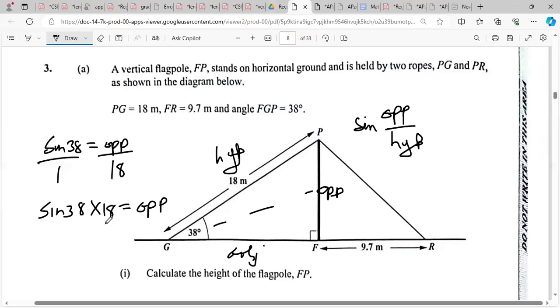Alright, so we go to the calculator now. This is 11 point 0 1. Alright, we should calculate, that was the height of this. So this works out to 11.